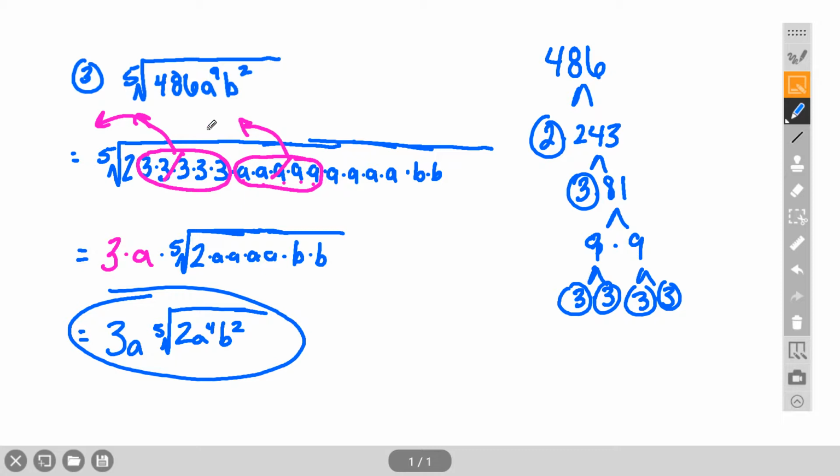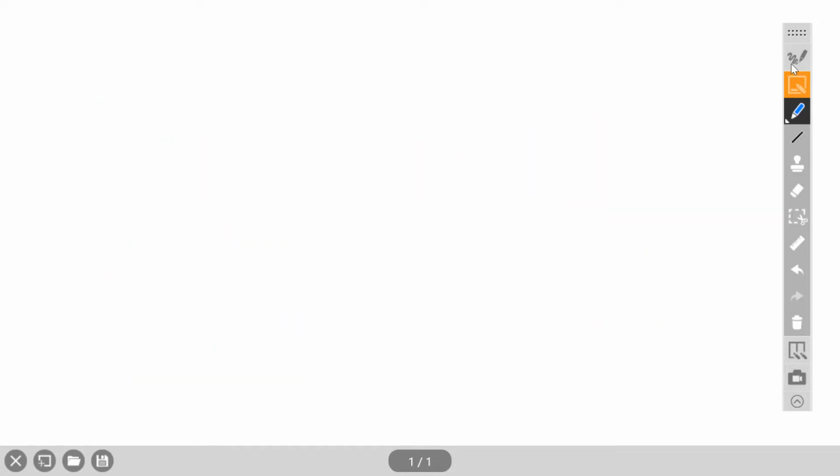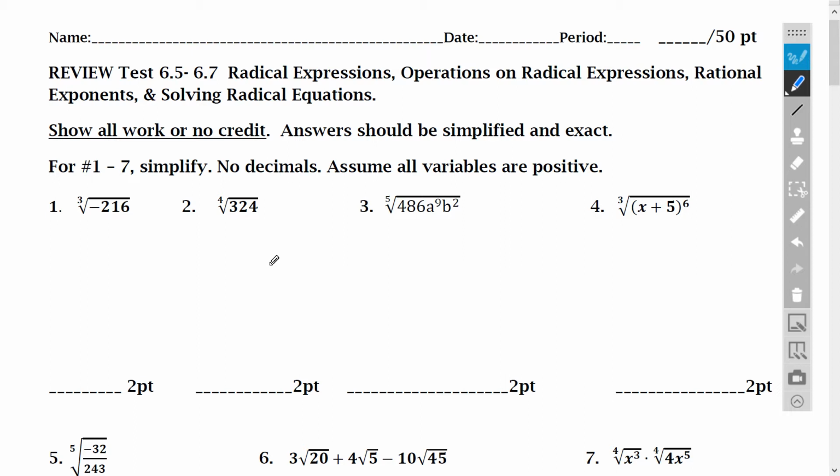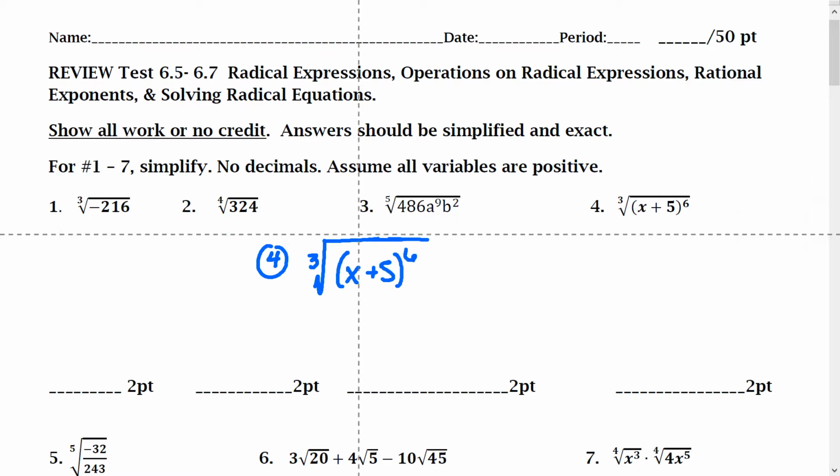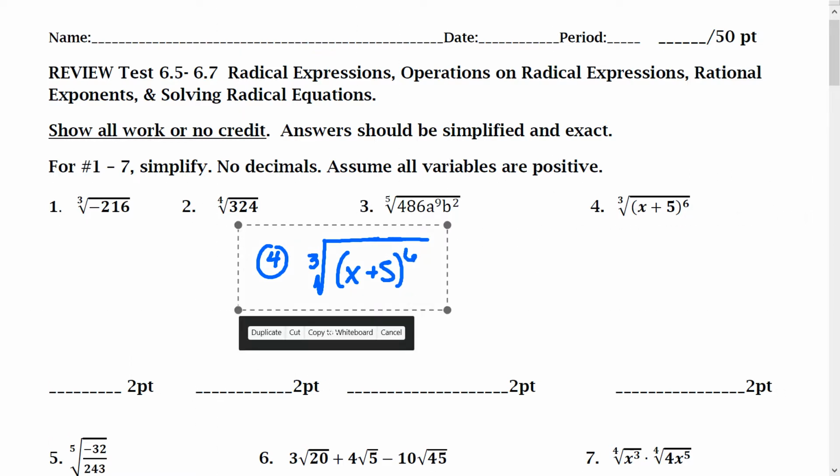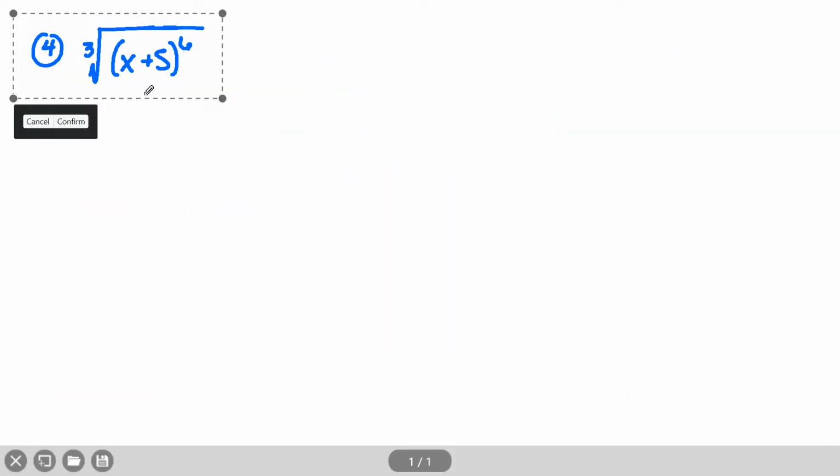And that's the simplified version for number 3, simplified form. Number 4, okay, so this one's a little bit weird. I wouldn't be surprised if this one didn't make a whole lot of sense. So let's kind of look at it.